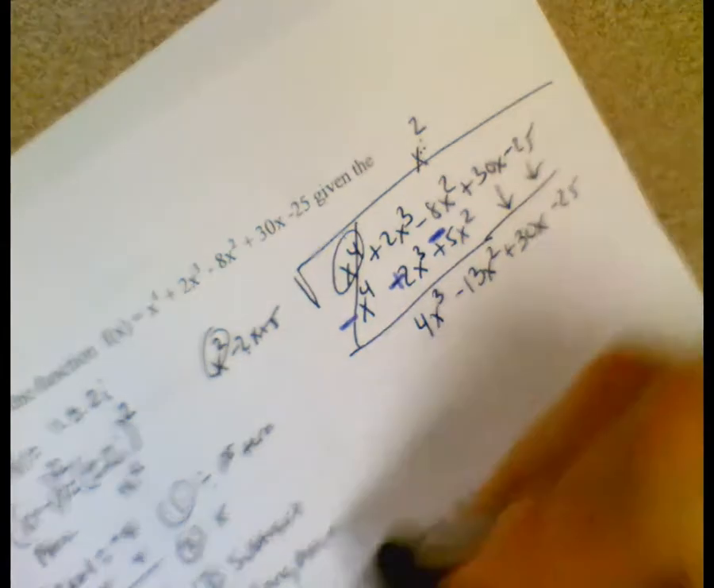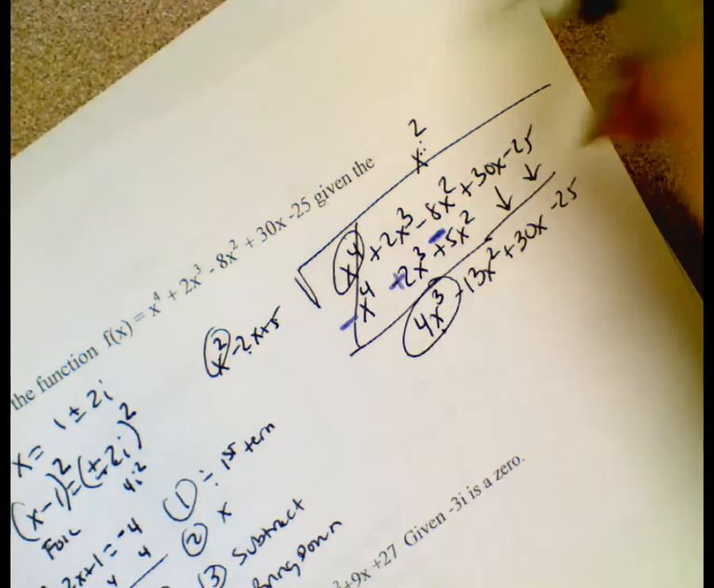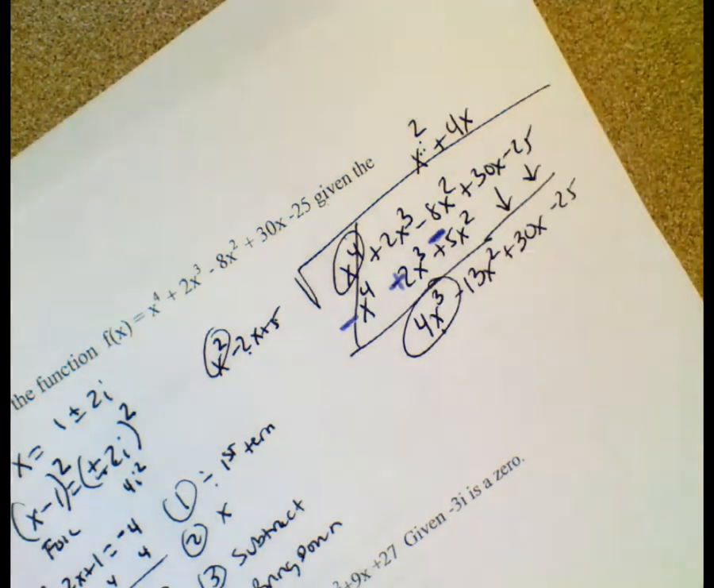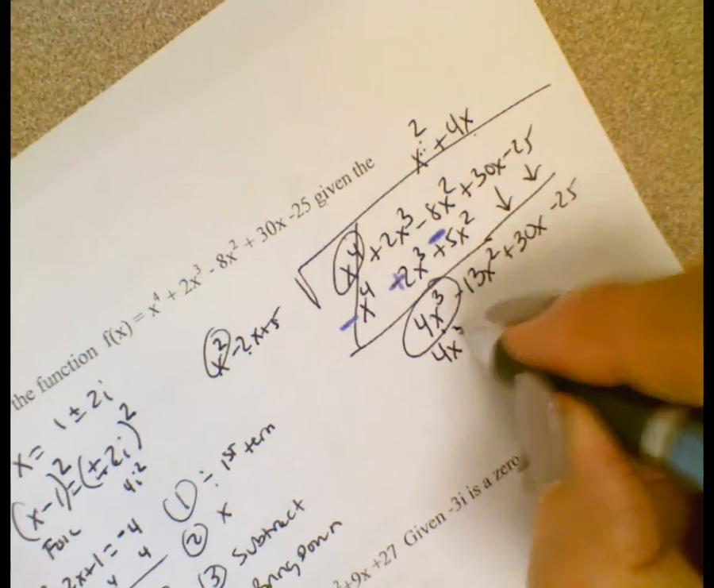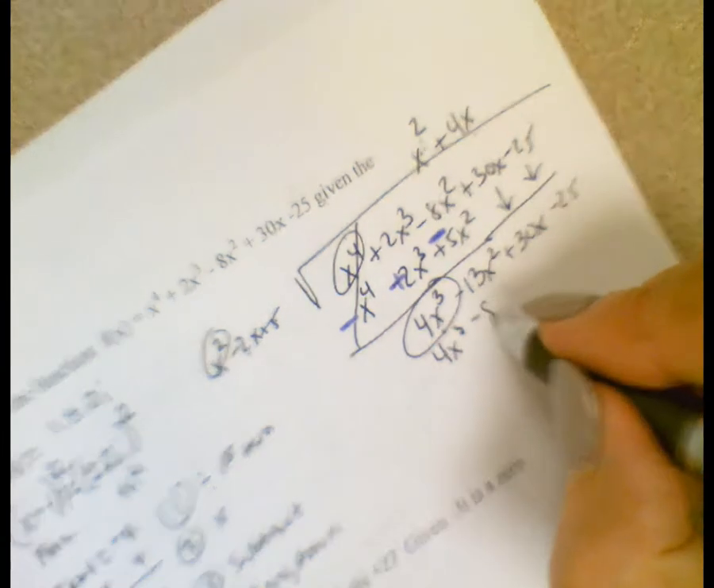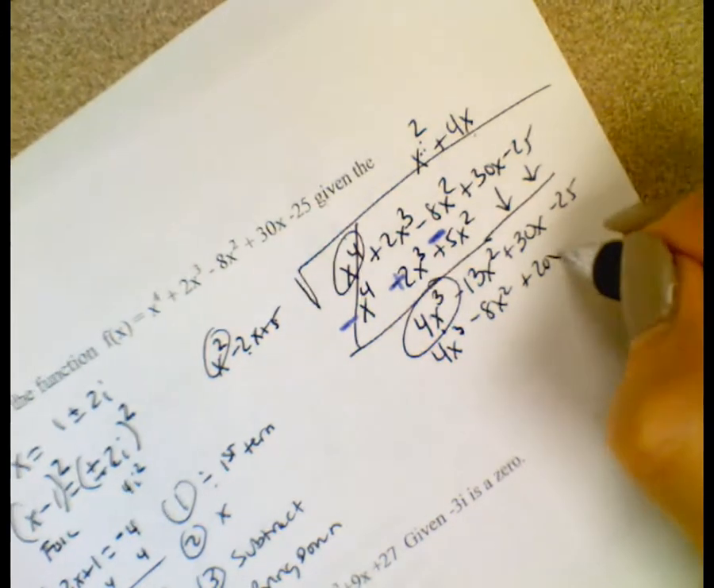So we're going to start all over again. We're going to divide the first term. So what's 4x cubed divided by x squared? 4x. We're going to multiply 4x to x squared, 4x times negative 2x, and 4x times 5 is 20x.